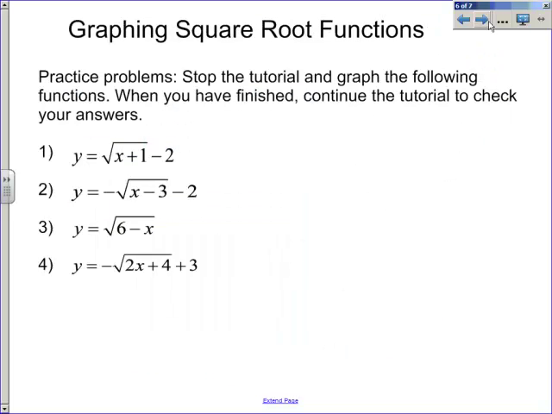All right, what I've done, I've given you 4 functions. I'd like for you to try to do the functions. So pause the video and try the functions. When you've finished, turn it back on and I'll actually go through some of the answers with you.